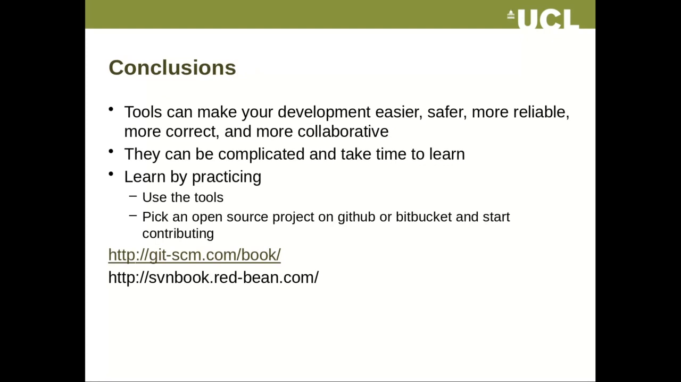In conclusion then, Git and GitHub provide you with tools that can make your development easier, safer, more reliable, more correct, and more collaborative. The tools can be complicated and they take some time to learn, but as I said, that small number of commands, git clone, git pull, git push, git branch, git add, and git merge, really do 95, probably more %, of things that you ever want to do. Occasionally, of course, you want to check out an earlier version. You want to roll back to an earlier version. That can be useful, but the number of times you actually need to do that tends to be very, very small.